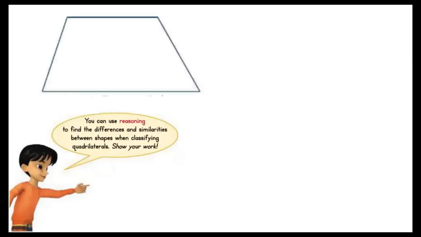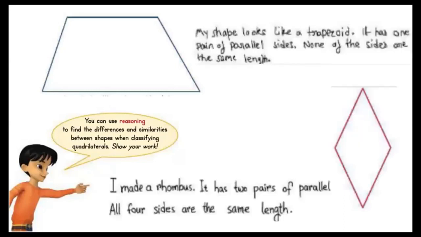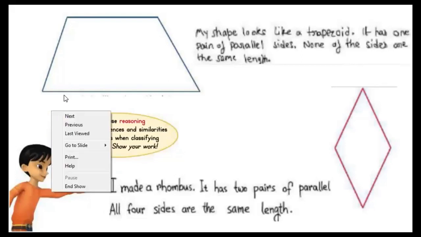Someone will draw a parallelogram, a trapezoid. Another one will draw a rhombus. Sure, both of them will write a comment beside each shape they drew. The first one said, my shape looks like a trapezoid. It has one pair of parallel sides. This is the comment on the shape you drew.